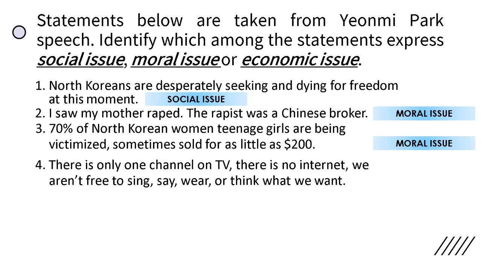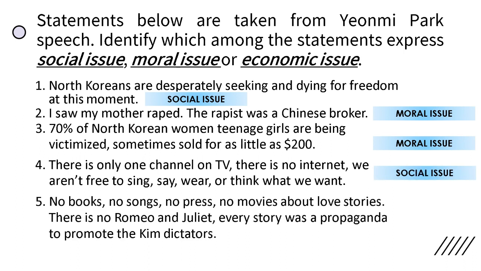Let's have the fourth one. There is only one channel on TV. There is no internet. We aren't free to sing, say, wear, or think what we want. They don't have freedom at all. What kind of issue is this? You got it right. Very good. That is social issue.